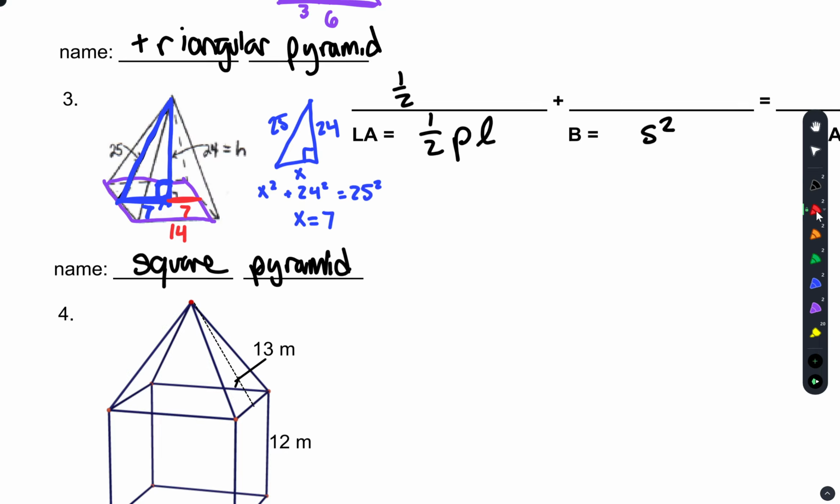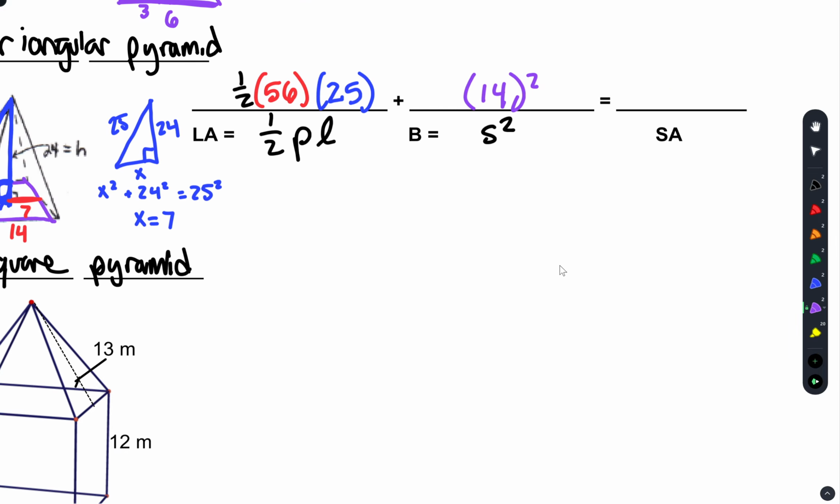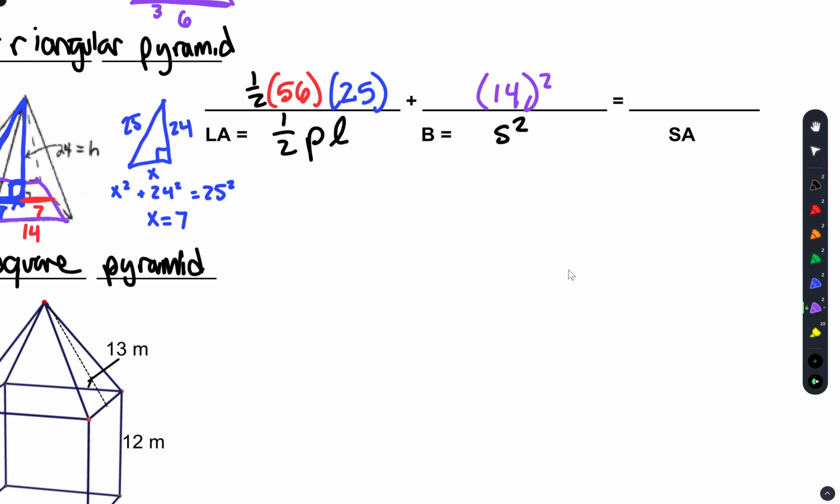1/2 the perimeter then is 4 times 14, which is 56. The slant height of my shape is the 25 that it gave me. And then one side of my shape is 14. So this is going to be 14 squared for the area of that base. Plug it into the calculator. I got 896. It's not meters, it's units. Any questions on that one?